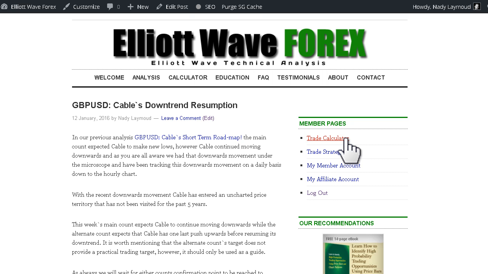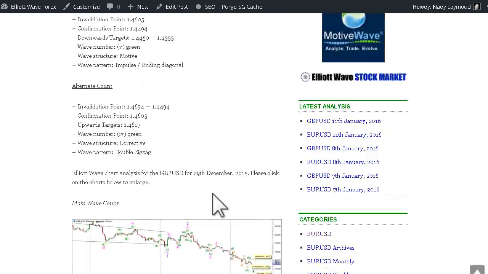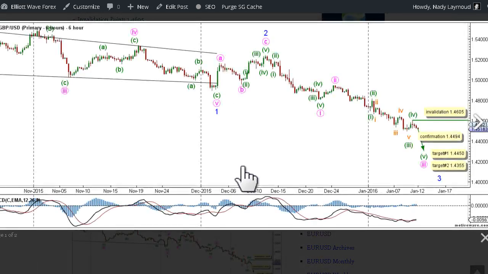It's worth noting that the alternate count's target does not provide a practical trading target. However, it should only be used as a guide. As always, we will wait for either count's confirmation point to be reached to determine the highly probable count. On the main 6-hour chart, this count expects that within wave 3 black, waves 1 and 2 blue are complete, and that wave 3 blue is unfolding toward the downside.